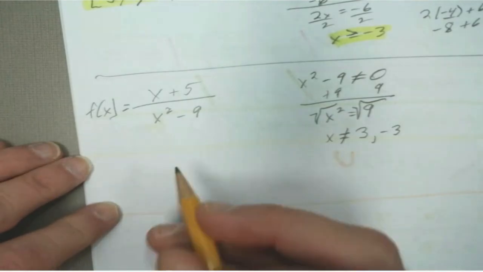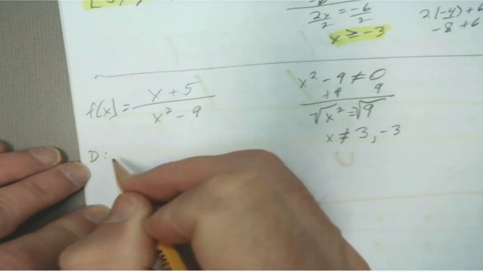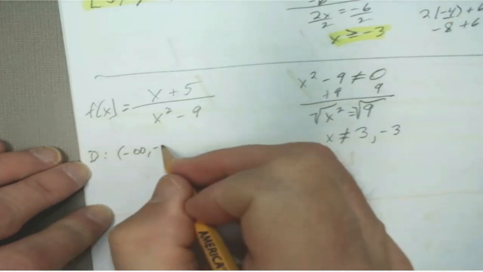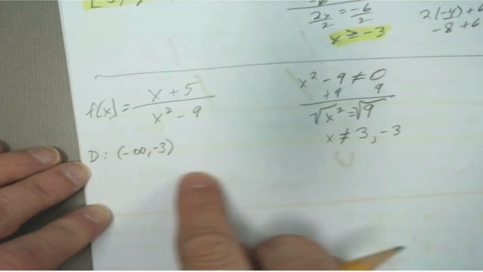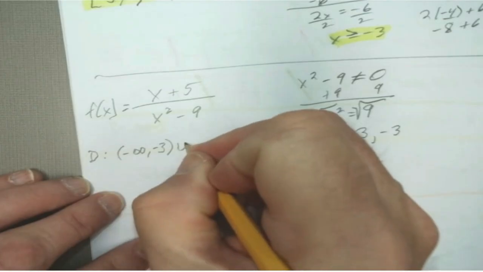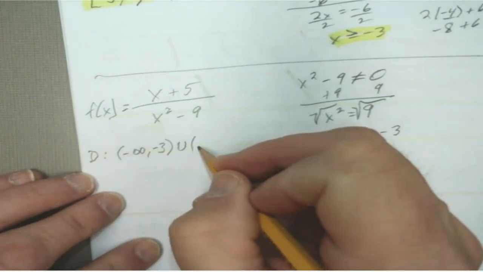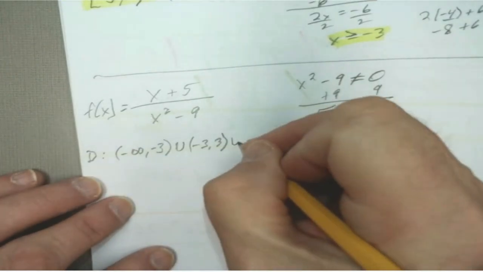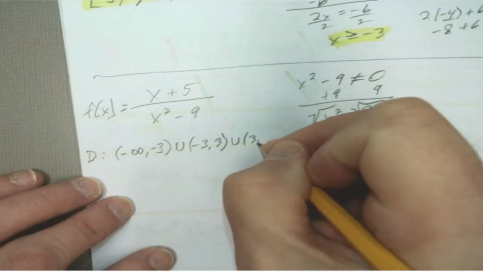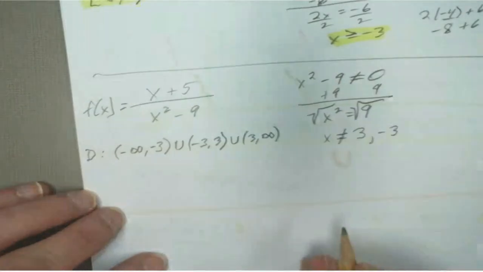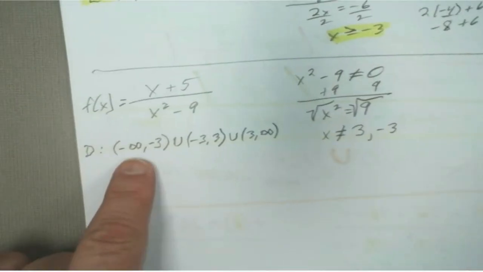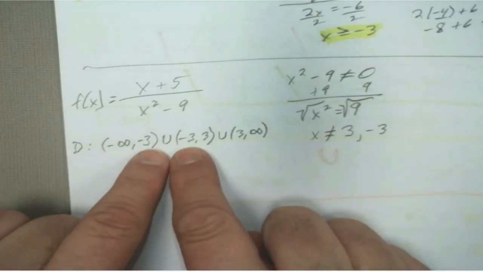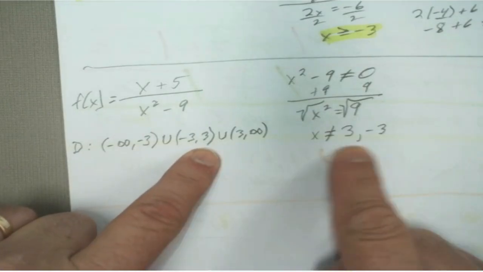So our domain is going to be negative infinity all the way to negative 3. You do it smallest to largest, always smallest to largest. And from negative 3 to 3, and 3 to infinity. This is basically all numbers from negative infinity to infinity, except for negative 3 and positive 3. That's this.